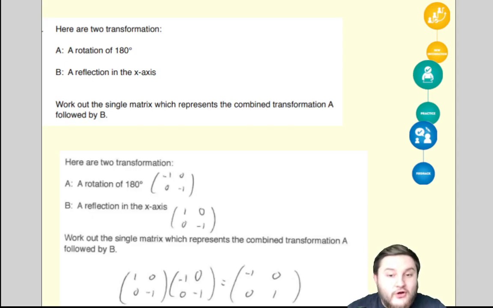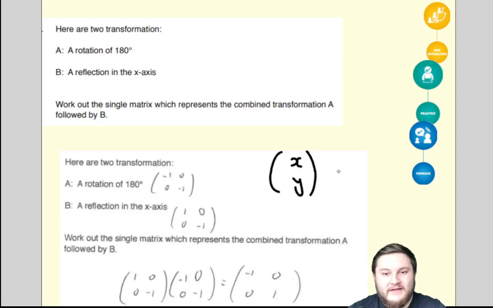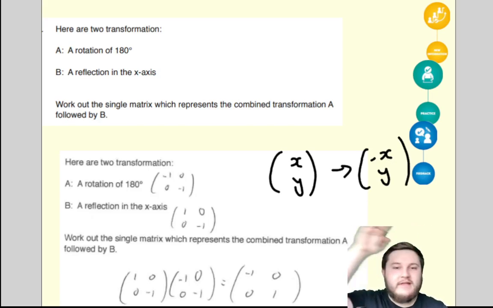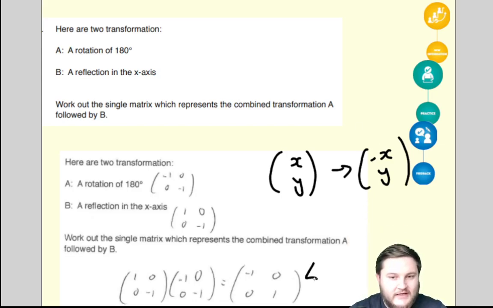Now, you might notice that minus 1, 0, 0, 1, I got there eventually, looks like something that we've already seen before, because basically all the x coordinates go to being negative, but the y coordinates stay the same. This is actually a reflection in the y-axis.